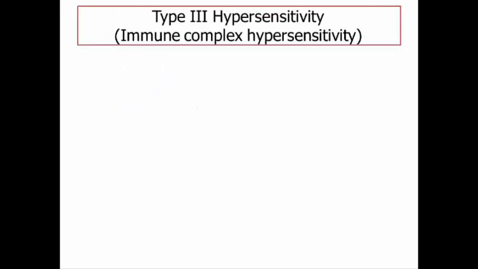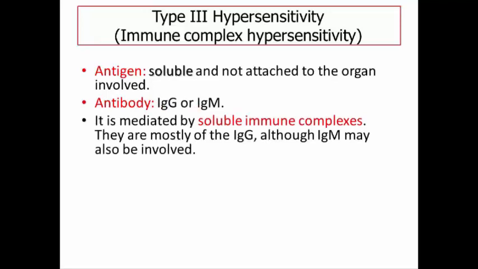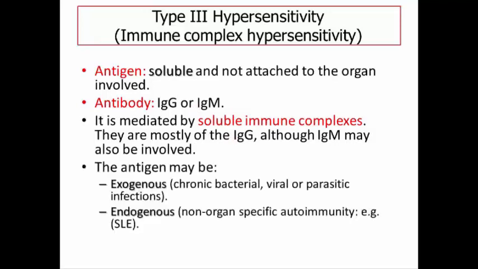The third one is the immune complex hypersensitivity. The antigen here is soluble and not attached to the organ involved, like type 2, okay? The antibody is IgG or IgM also. What happens here? There is an insoluble immune complex, an antigen-antibody complex, mostly of IgG, sometimes IgM is involved.